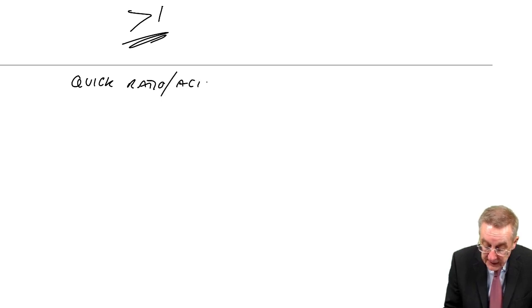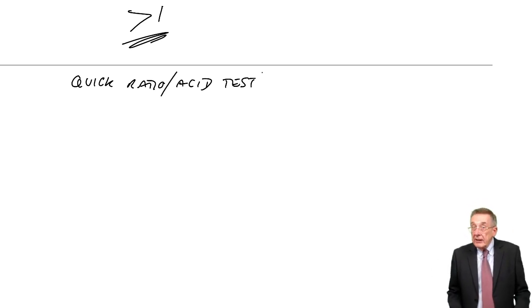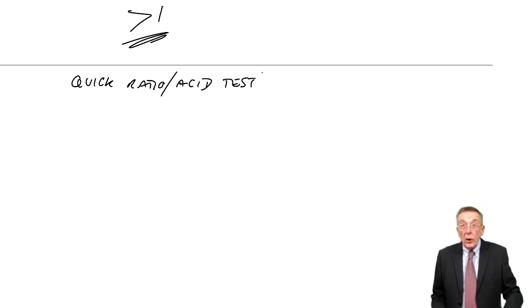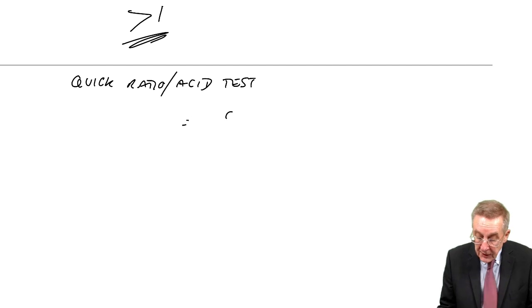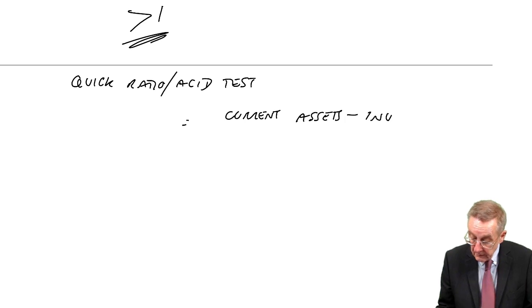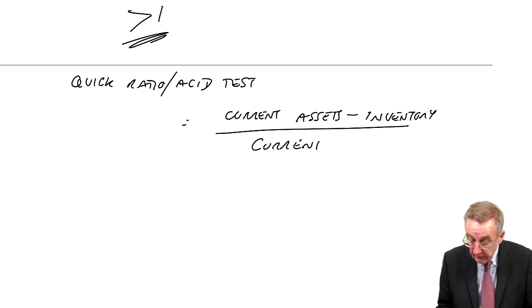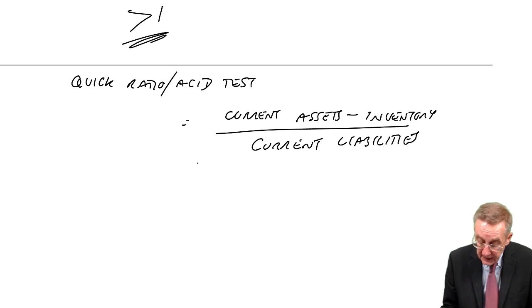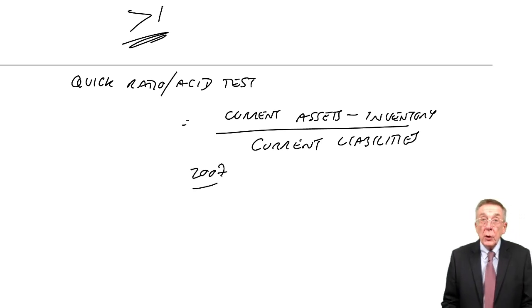or the other name is the acid test ratio. We say, well, in the very short term, let's ignore the inventory. It's the current assets minus inventory divided by current liabilities. So it's just like the current ratio, but for the reasons I just explained, we ignore the inventory.